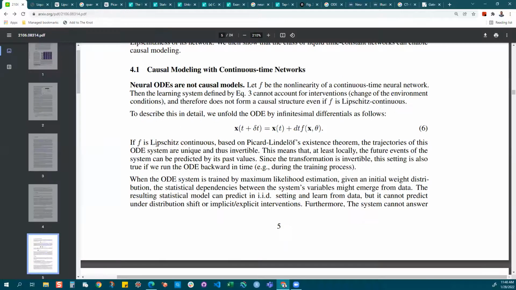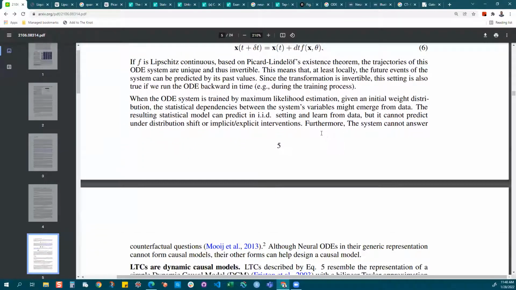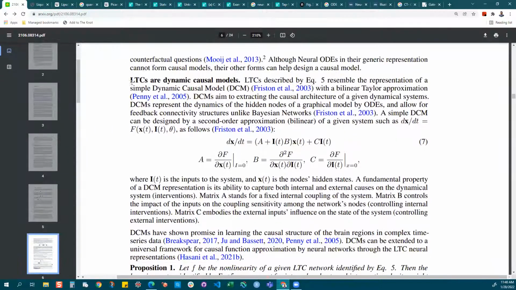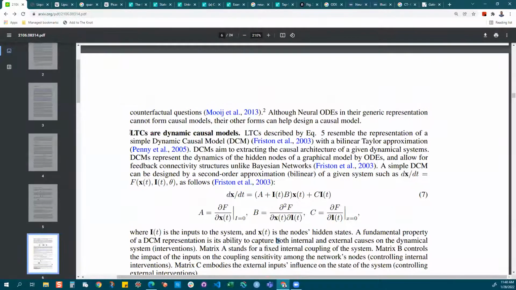And using that coupled with the Lipschitz continuous assumption, they can establish causality, and they actually prove that in the paper. So they say, if you start with this differential equation, if f is Lipschitz continuous and this theorem holds, then we can establish causality. They talk about using maximum likelihood estimation and statistical methods to predict IID. But if they want to establish causality, they need to have other assumptions available. That's why they come to this section of the paper.